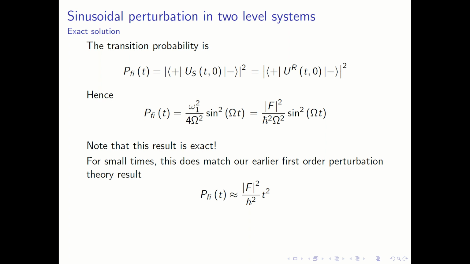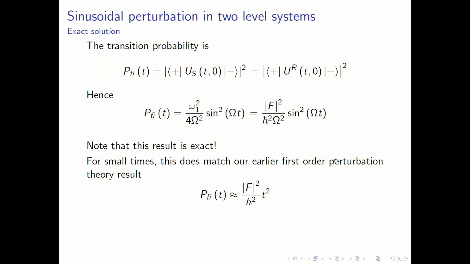Also notice that at large times the further terms in this expansion would actually cut in, and hence this probability is not going to increase without bound. Of course it can't, being a probability, but the exact formula does show you that for small times you get the result which we obtained by first order perturbation theory, and for long times it is going to take over from this t squared growth and end up being an oscillatory thing.